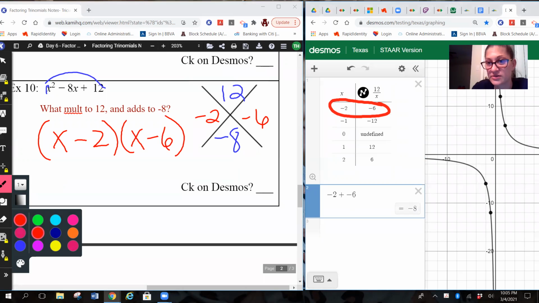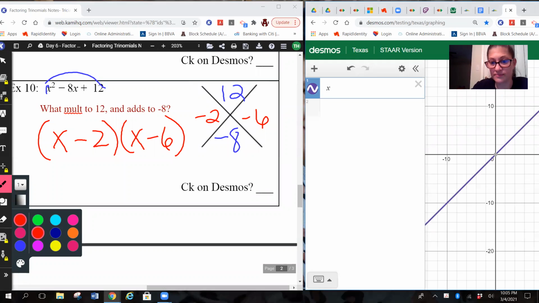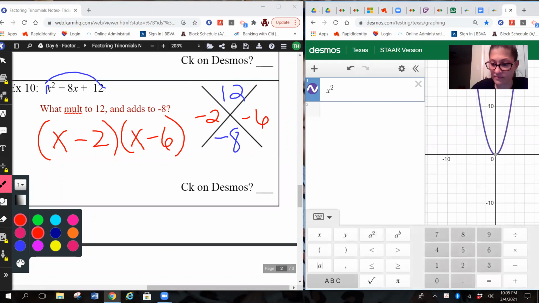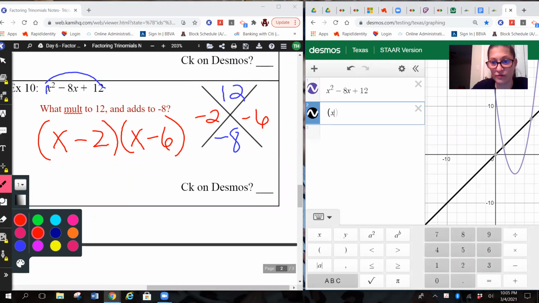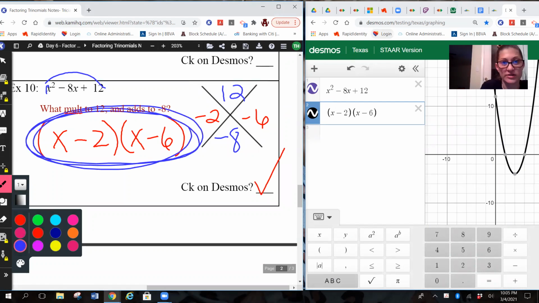And there you have it. You can prove it on Desmos. You can just type in your original equation. Type in your binomial factors. And if the graphs match, you know you got it right. And there's your answers.